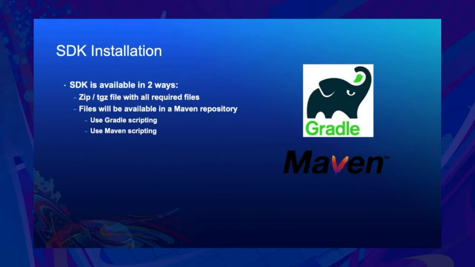So the SDK is available in one of two ways. You can go to our download site and get a hold of the zip or the tar gunzip file, which contains all the files that you can put into your own IDE. But more commonly, people will be making use of the Maven repository that we have, so you can download the files and reference them inside a Gradle or a Maven scripting environment.